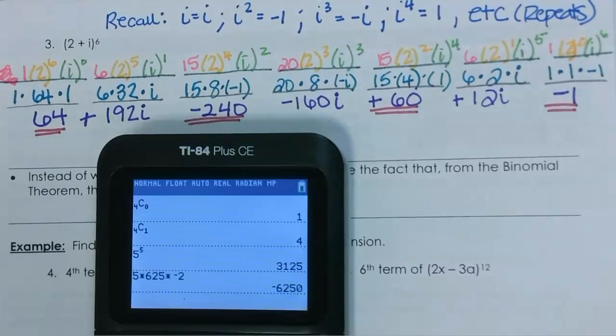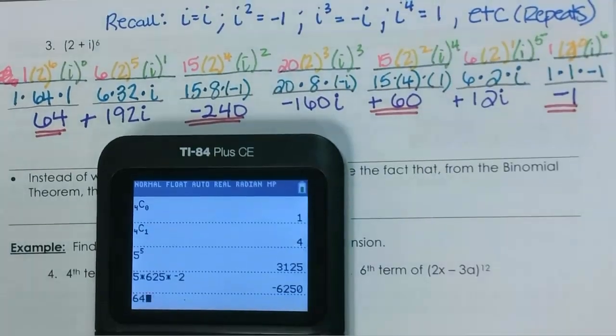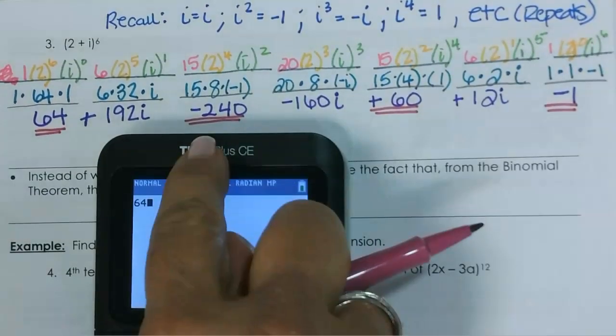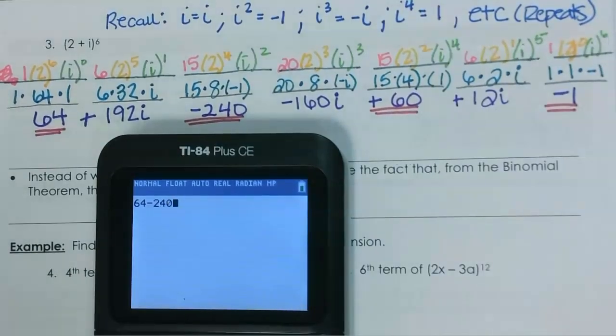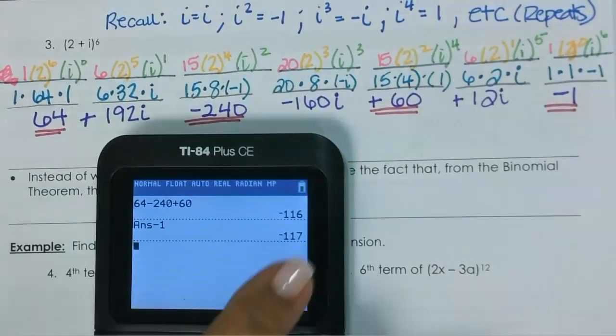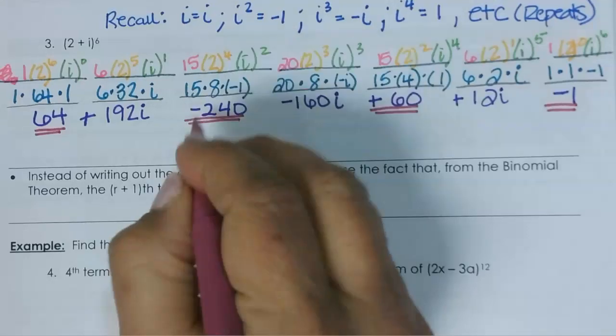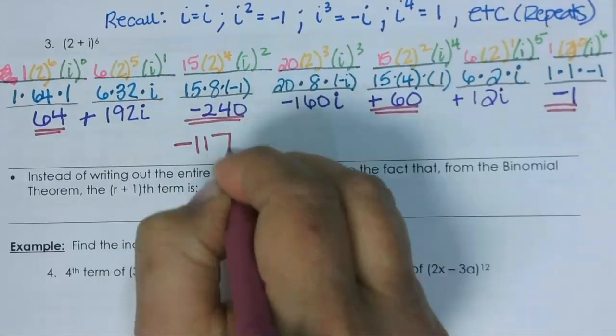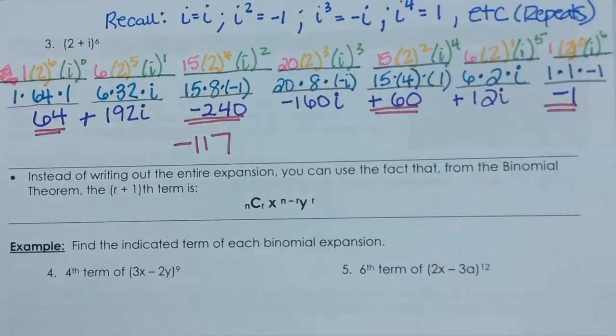64 minus 240 plus 60, oops, and then again minus 1. So that gives me negative 117. So combining all the real parts together, I get negative 117.